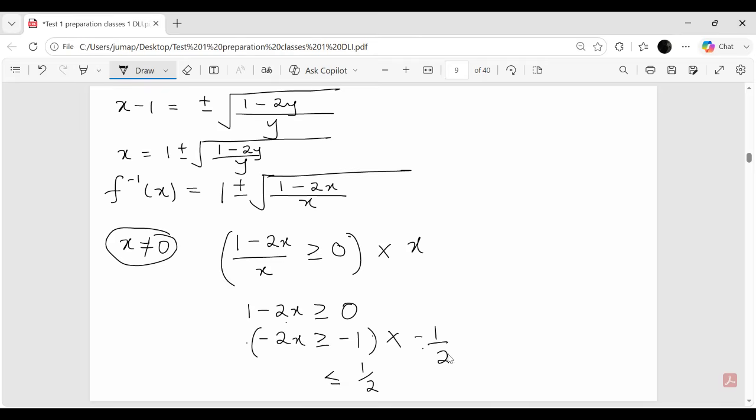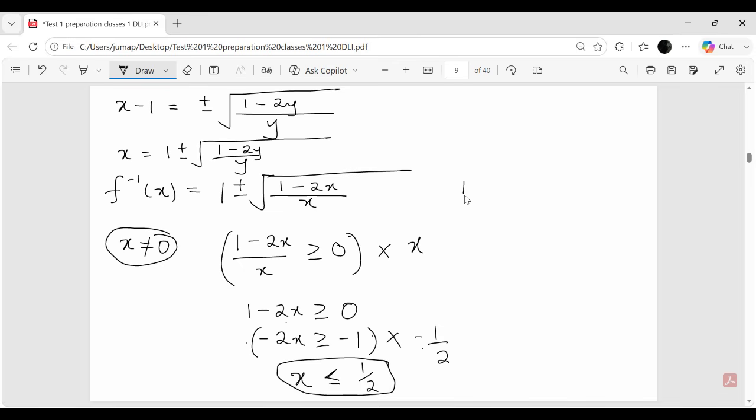Then negative half times negative 2x is just going to give us positive x. So x must be less than or equal to 1 over 2. That is what you need to note. These two are the key things that we need to understand.